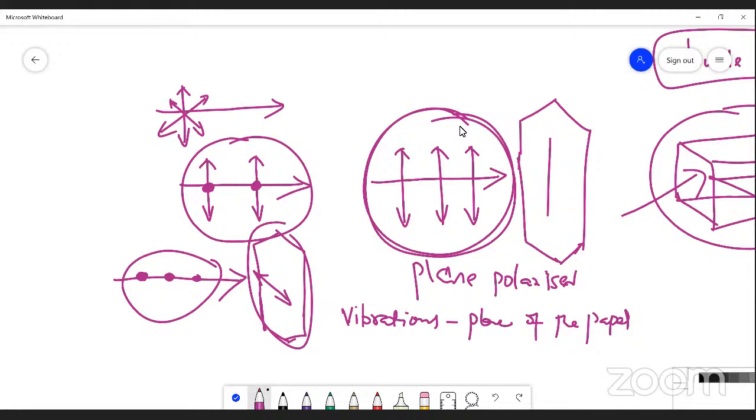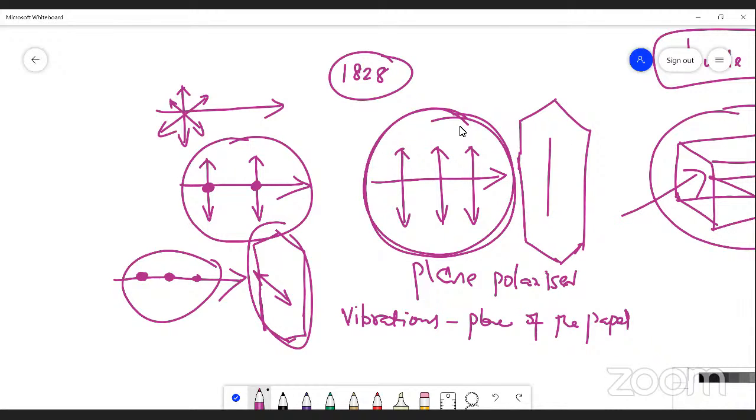So what do you mean by Nicol prism? Nicol prism converts unpolarized light to polarized light. It was invented by William Nicol in 1828. The Nicol prism consists of two calcite crystals cemented together. The cement is called Canada balsam. It is a very important liquid cement.